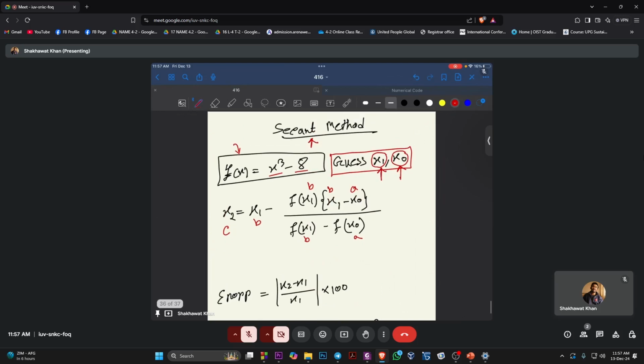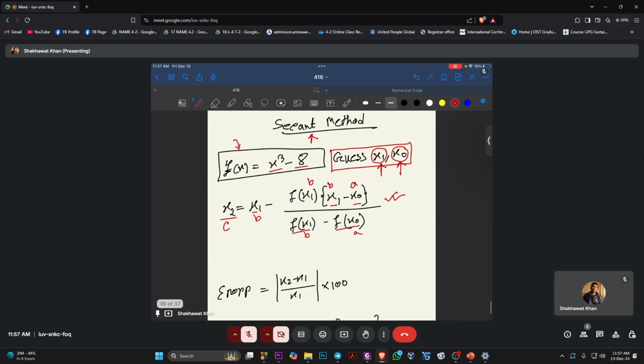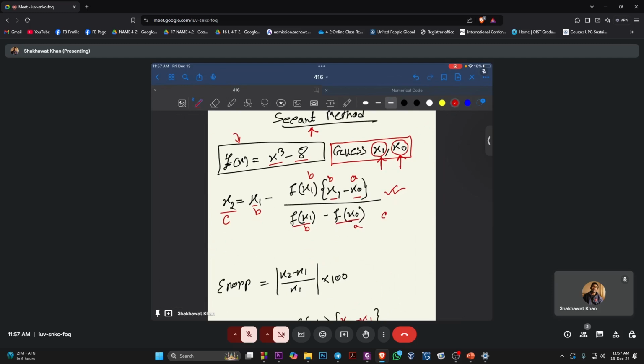In the second method, using this guess, the method evaluates another value x2 using this formula: x2 equals x1 minus f of x1 into x1 minus x0, divided by f of x1 minus f of x0. In our C++ problem, we will use A, B and C, where x2 would be C, x1 would be B, and x0 would be A.